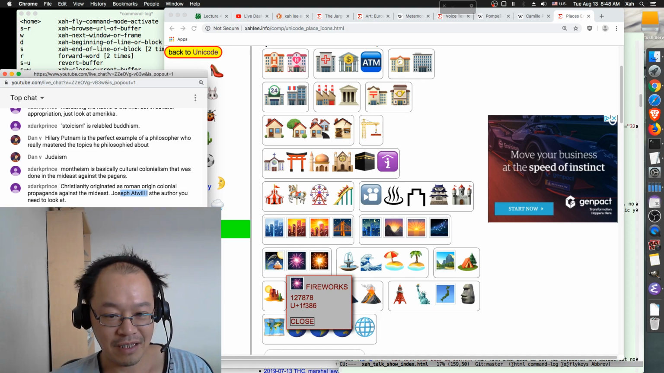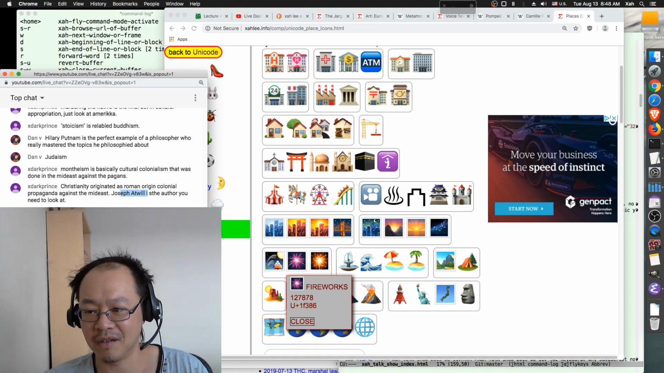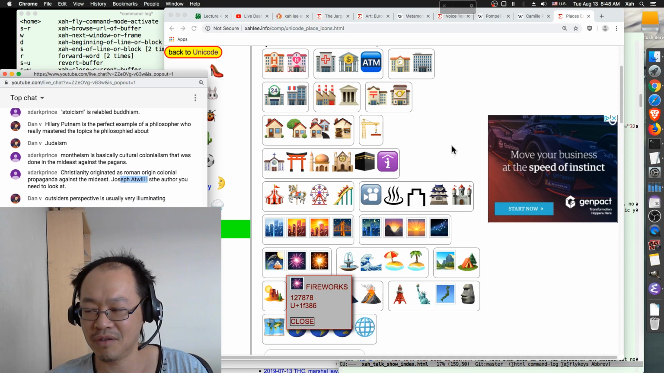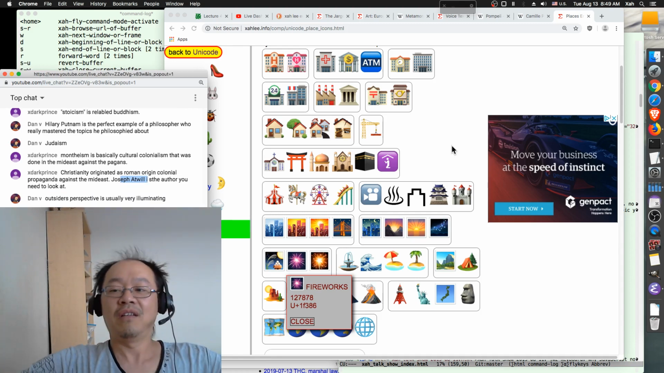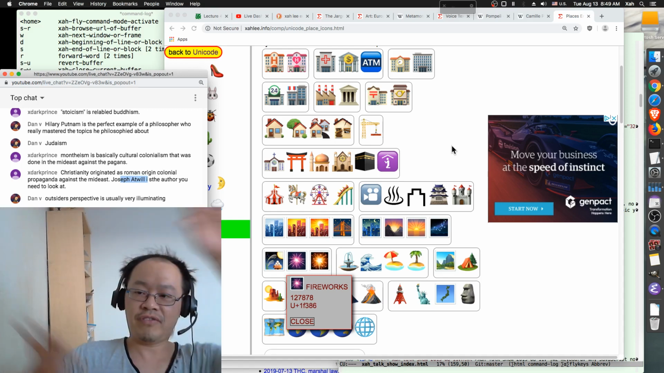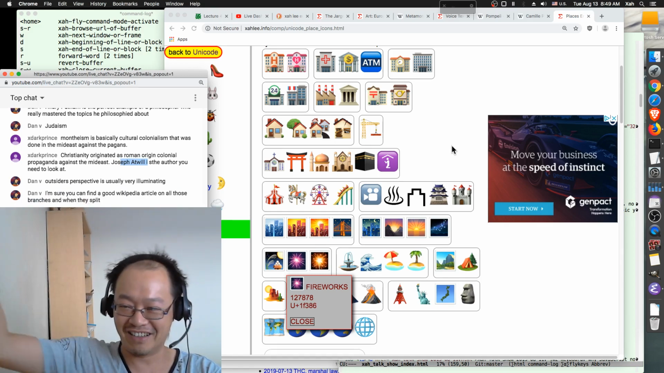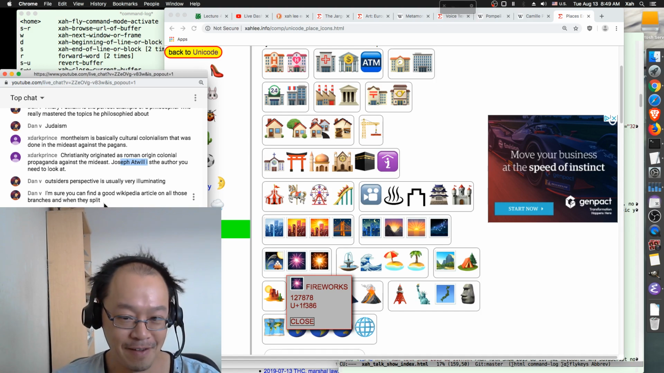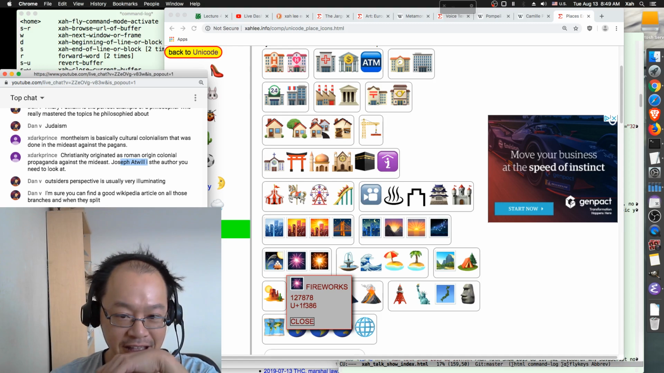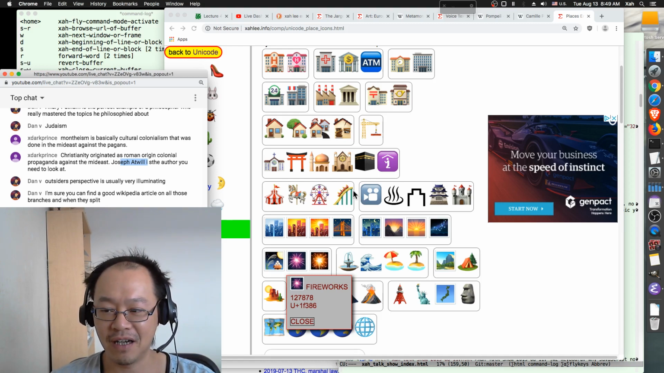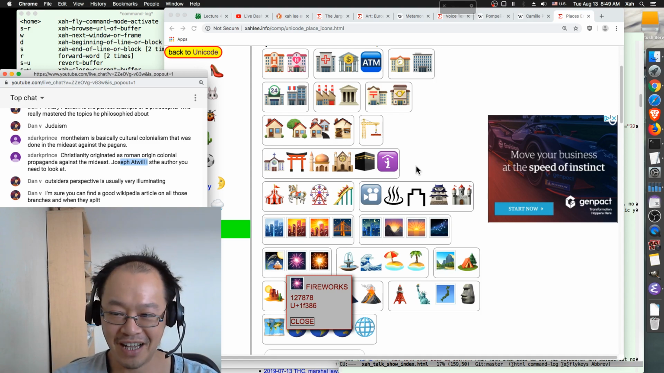Dan says, I'm sure you can find a good Wikipedia article on all those branches. Yeah, but usually they are overwhelming. You look up Wikipedia on Christianity, then it's 40, 50 pages with 100 links branching off. I've done that before. And also, if your life is not tied to these things, you forget after you read them.